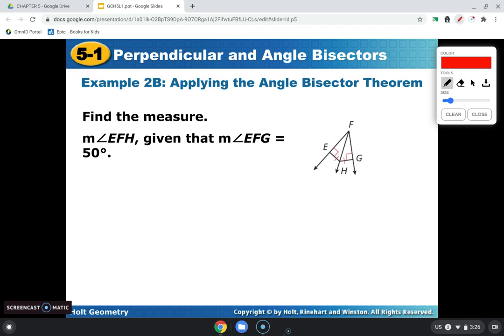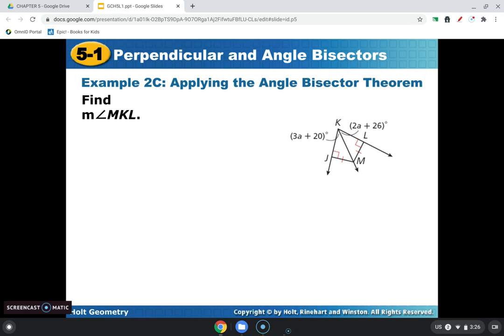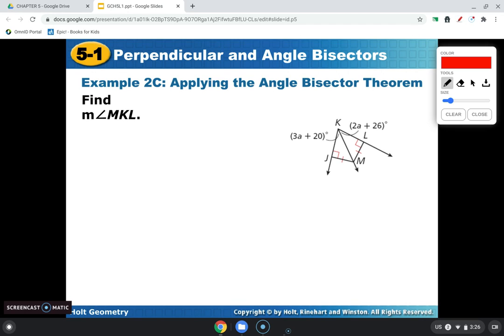Find EFH given that EFG is 50. So the whole thing is 50. If these two are the same, that makes this the angle bisector. So we would just divide 50 in half to get our answer of 25 degrees. Okay. MKL. Well, we can see that this is the angle, those two are the same. So KM must be the angle bisector.